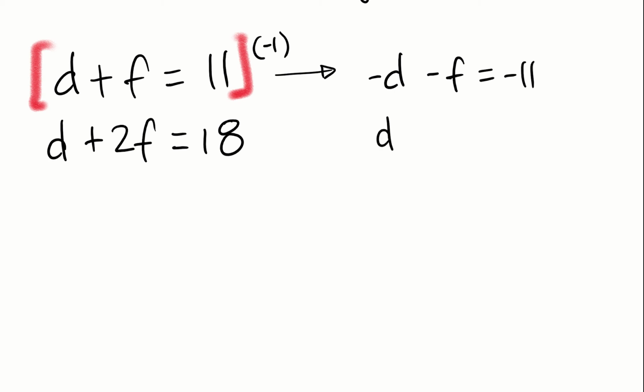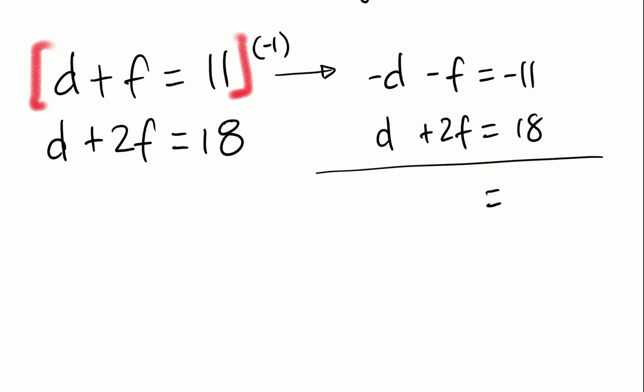And then below, I'm combining that with d plus 2f equals 18. So when we combine these things, if I add 18 to both sides, on this right-hand side, I've got a -11 plus 18, that should give me 7. And on the other side, my d's are eliminated, right? D and -d is 0. And a -f and 2f is going to give me just f. So I can see f is 7.